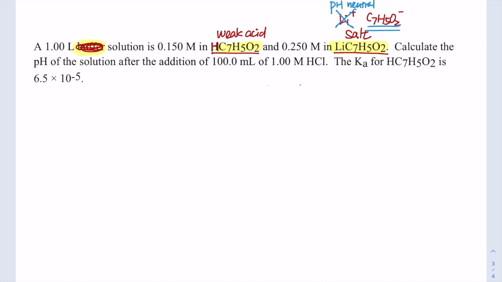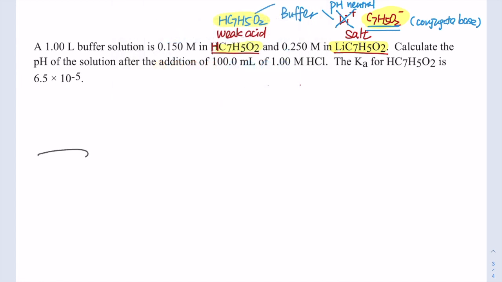Then I see that and HC7H5O2. What's the relationship between this weak acid and this anion? You recognize they're a conjugate acid and base pair, which means this is the weak acid and this is its conjugate base. This is the definition of a buffer, so we actually have a buffer. Either way, whether we tell you upfront or not, you should be able to recognize it: a weak acid and conjugate base giving us a buffer.